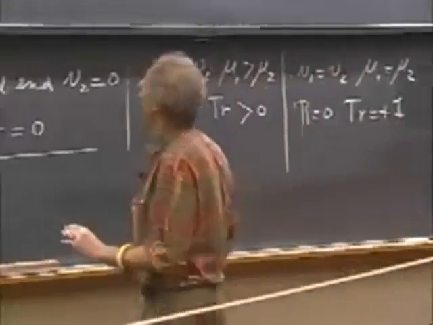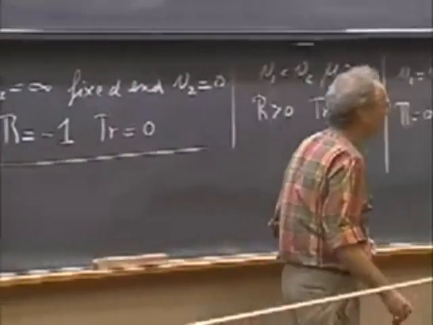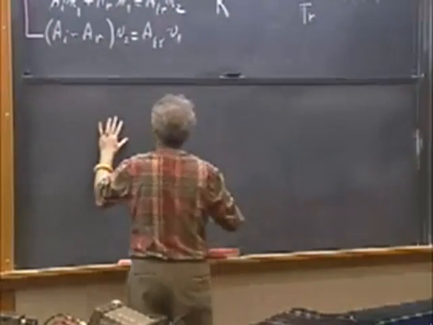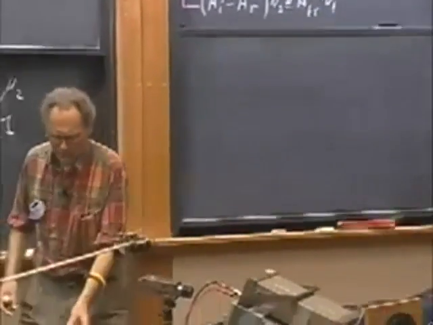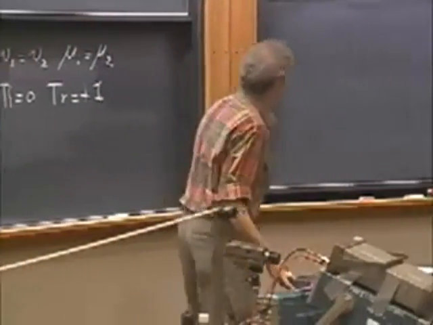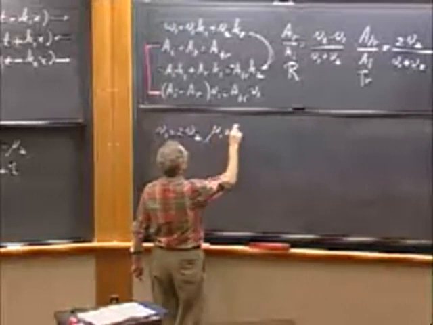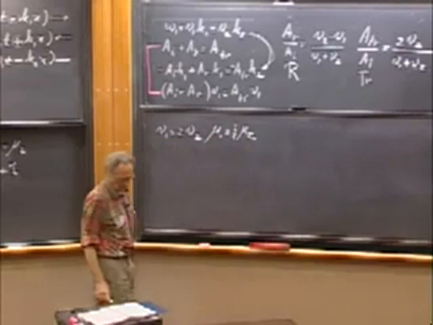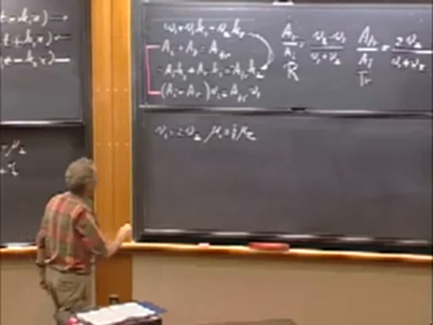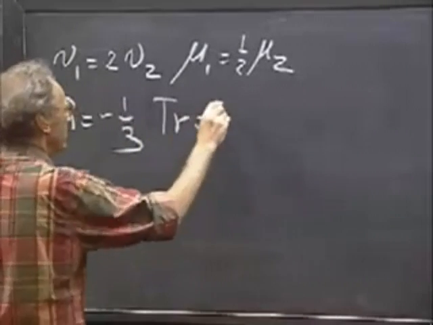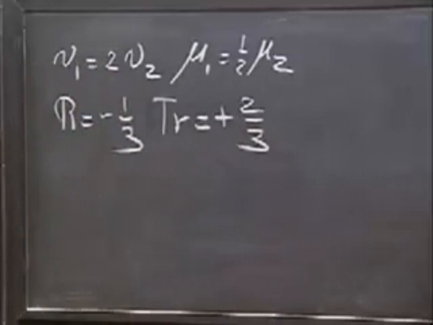Okay, so now let's do a specific example whereby we give some numbers, because that's what I plan to demonstrate. So the example that I have in mind is that V1 is 2V2. In other words, mu1 is 1/2 mu2. If I put that in that equation, I find that R equals -1/3, and I find that the transmittivity is +2/3. That's just a matter of sticking those numbers in.